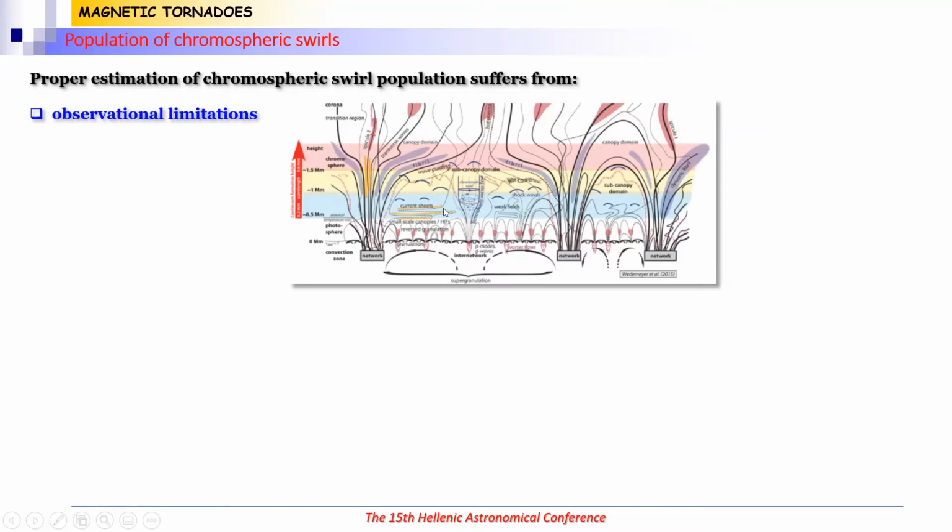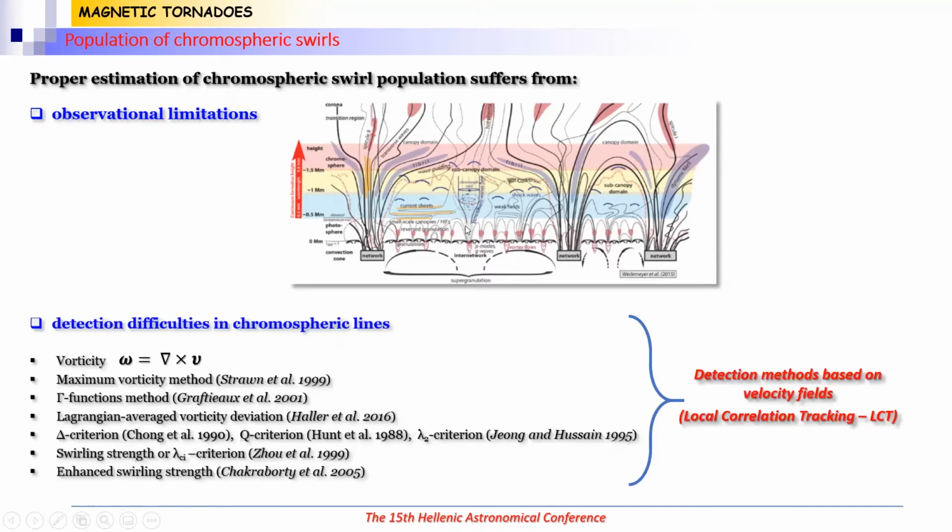So basically, it's very hard to observe vortex flows among all these structures. The second thing is that there are detection difficulties in chromospheric lines, meaning that although in the photosphere it's very easy to derive the velocity field and then calculate a metric that defines vorticity, because vorticity also incorporates shear motions, there have been other parameters suggested, like the maximum vorticity method, the gamma functions, the delta Q and lambda 2 criterion, and so on.